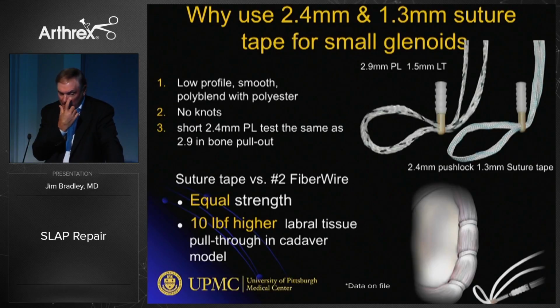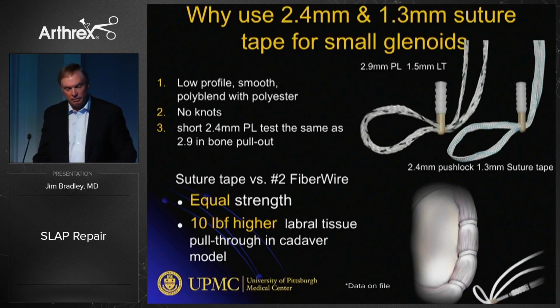Why do I do that? Because number one, they're a poly blend. They've got some polyester in them, so the cells like them. There's no knots. Their pull-out strengths are almost equal, in the recent study, to the 2.9. So I've got a 2.4 with less suture, smaller hole, smaller drill, and now they're almost equal in pull-out.